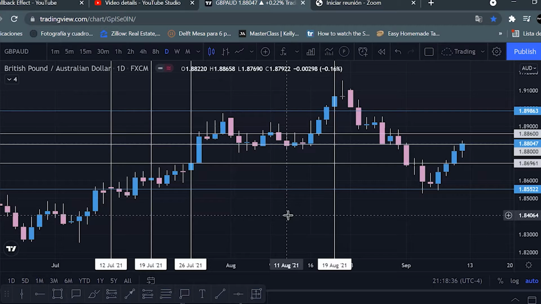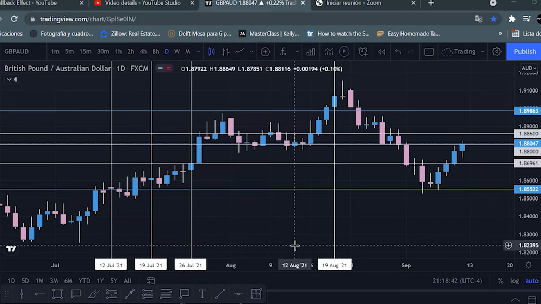This is another edition of Predicting the Markets, and what we're going to be reviewing is the GBP AUD pair that we've been calling out on a 300 pip bull run and a 600 pip bear run.